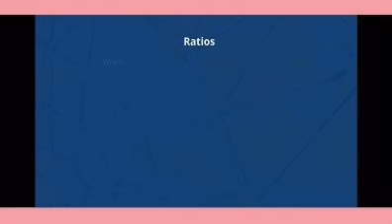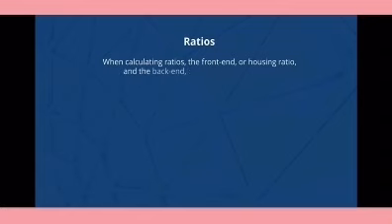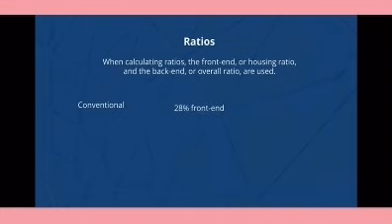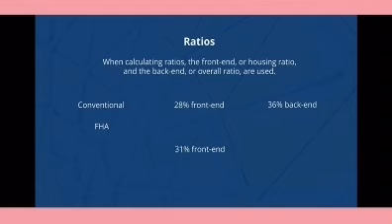Ratios. When calculating ratios, the front end or housing ratio and the back end or overall ratio are used. Each of the agency products all have different ratios to qualify the loan. Conventional ratios are 28% front end and 36% back end. FHA ratios are 31% front end, 43% back end.